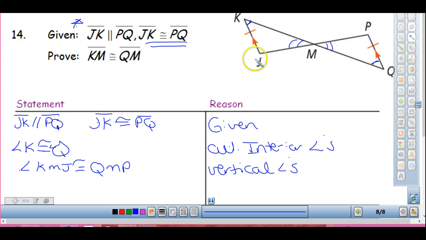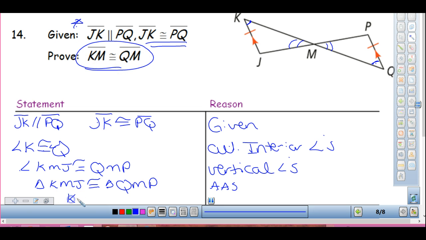Okay, so now do I have the information that I need to state that my triangles are congruent? I do. I can say triangle KMJ is congruent to triangle. Now be careful, K goes with Q, so Q, M goes with M, J goes with P, and that's going to be angle, angle, side. Okay, so I've got my triangles congruent. Now I can end with this guy. KM is congruent to QM because of CPCFC.